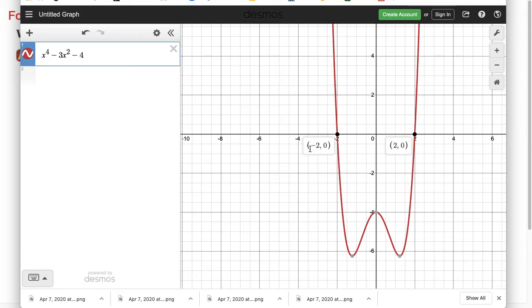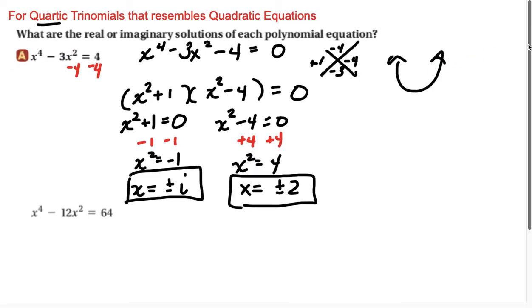And it crosses the x-axis at negative 2 and positive 2. Okay, so that checks out. All right, let's take a look at my next example.